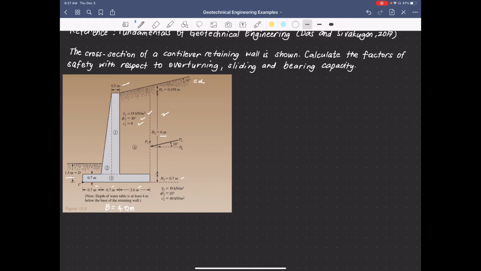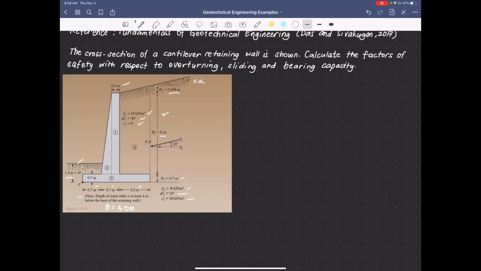And so we are also given that the depth of the water table is at least 4 meters below the base of the retaining wall. The soil on the other side of the wall here has properties of 19 kilonewton per cubic meter for the unit weight, an angle of friction of 20, and a cohesion of 40 kilonewton per square meter. All right, with the height here from the top of the cantilever wall to the backfill given to be 0.458 meters.